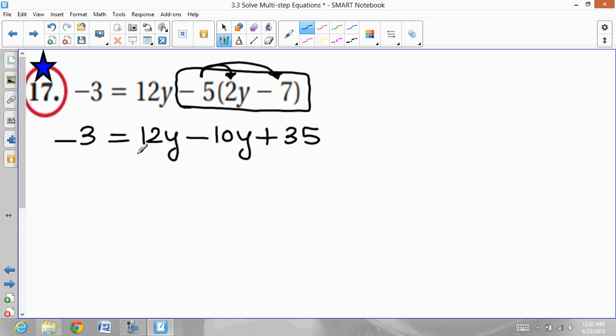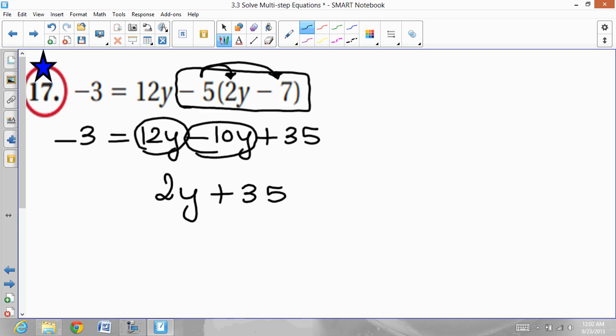Now on the enemy side, you've got 12y minus 10y. 12y combines with negative 10y, and once again the word I'm using is combining, to give you 2y. Positive 12, negative 10 combines to give you 2. Y tags along. Plus 35 equals negative 3. You need to get the y to safety. Y is so closely watched by the 2.